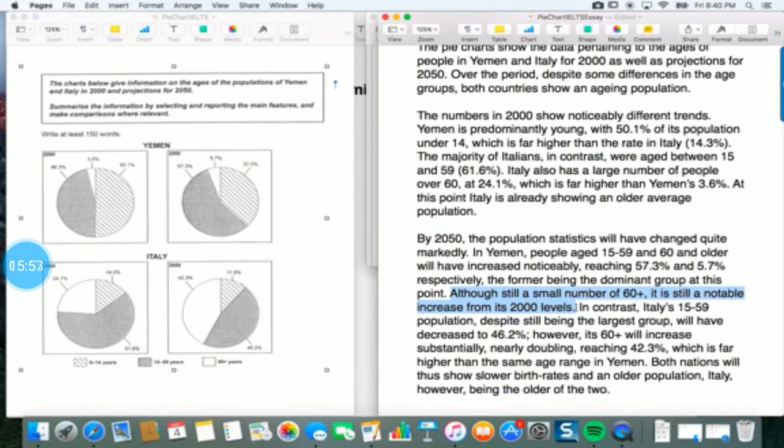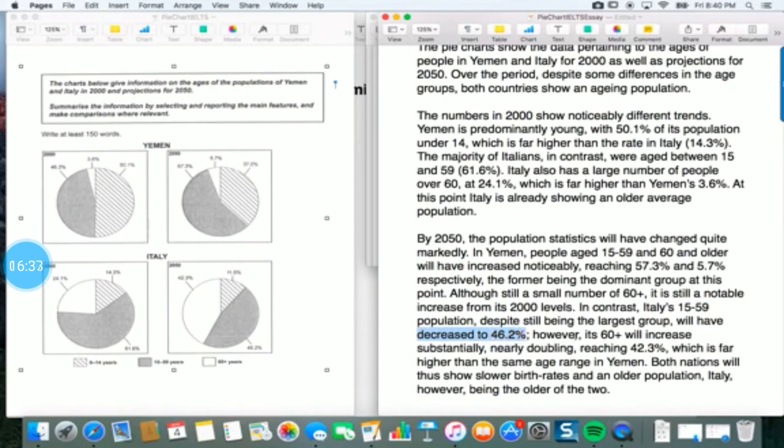And this is a really important thing to look at in the data. Even small changes can be large. Remember, if it goes from 2% to 4%, that's a small increase, but the numbers have doubled. So it's a good thing to point out. Although still a small number, it is a notable increase relative to the original numbers. Then I go on to Italy. In contrast, Italy's 15 to 59 population, despite still being the largest group, will have decreased to 46.2.